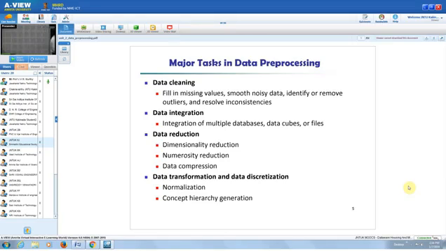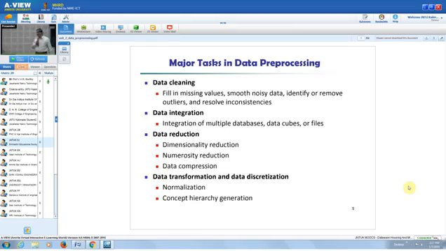So what are the aspects of data cleaning? Filling in missing values, smoothing noisy data, identifying or removing outliers, and resolving inconsistencies, if any. So this is the part of your data cleaning.